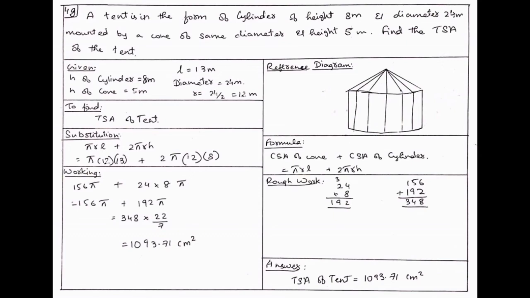So pi r l plus 2 pi r h. I substitute it, and pi into 12 into 13 plus 2 pi into 12 into 8. I get 156 pi plus 192 pi, which is 348 pi, which is 348 into 22 by 7. I get 1093.71 centimeter square. So the TSA of the tent, which is the total surface area of the tent, is 1093.71 centimeter square.